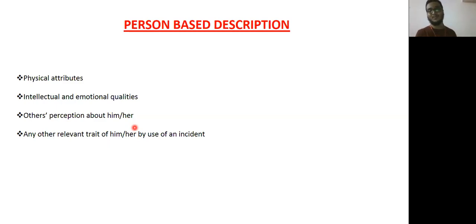And others' perception. Suppose one of your friends has a bad impact on a teacher. The boy might be good, but due to a bad or wrong situation, his image has been framed as wrong in front of a teacher. So that is others' perception. If this is the general perception for all, then that perception could be added here. Any other relevant trait of him or her, use an incident.